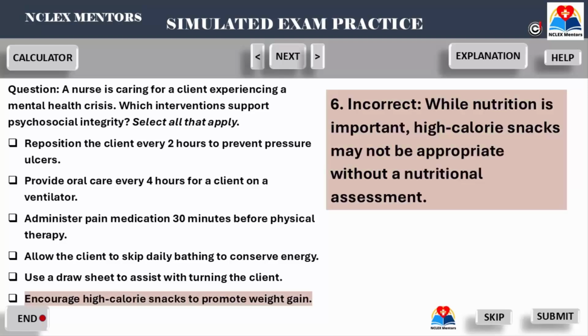Option 6. Encourage high-calorie snacks to promote weight gain. Not necessarily. Nutrition is important, but pushing high-calorie snacks without a proper nutritional assessment might not be appropriate, especially if the client has other conditions like diabetes or cardiac issues. So your correct answers are 1, 2, 3, and 5. Remember, when caring for clients with limited mobility, focus on skin protection, comfort, pain control, hygiene, and safety.